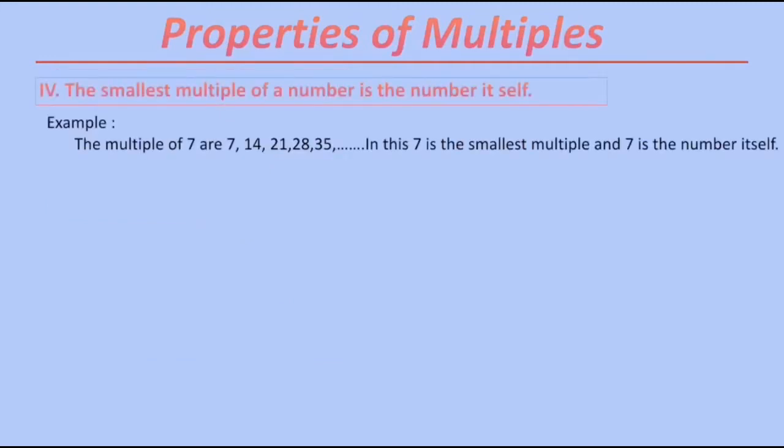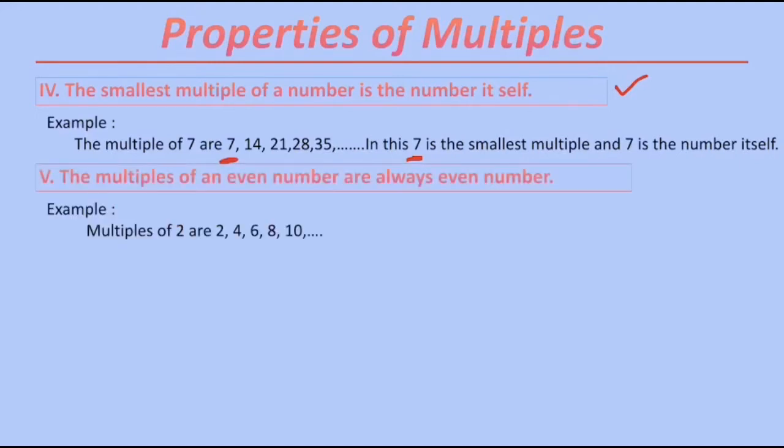Next property is the smallest multiple of a number is the number itself. Here in this example we have taken the multiples of 7. Multiples of 7 are 7, 14, 21, 28, 35 and so on. In this, 7 is the smallest multiple and 7 is the number itself.